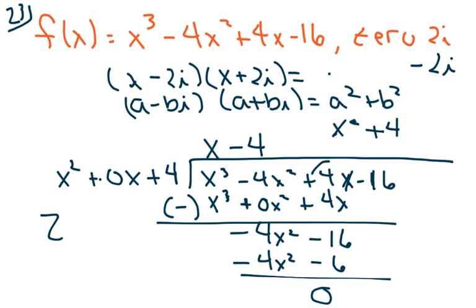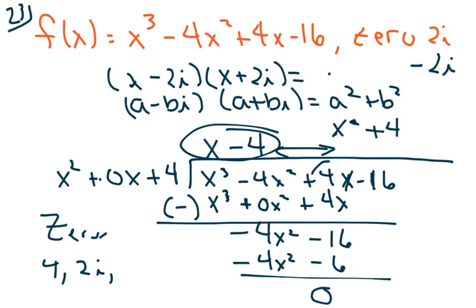So this is your factor on the top here. So you have your zeros are 4, 2i, and negative 2i. Alright, it's as simple as that.